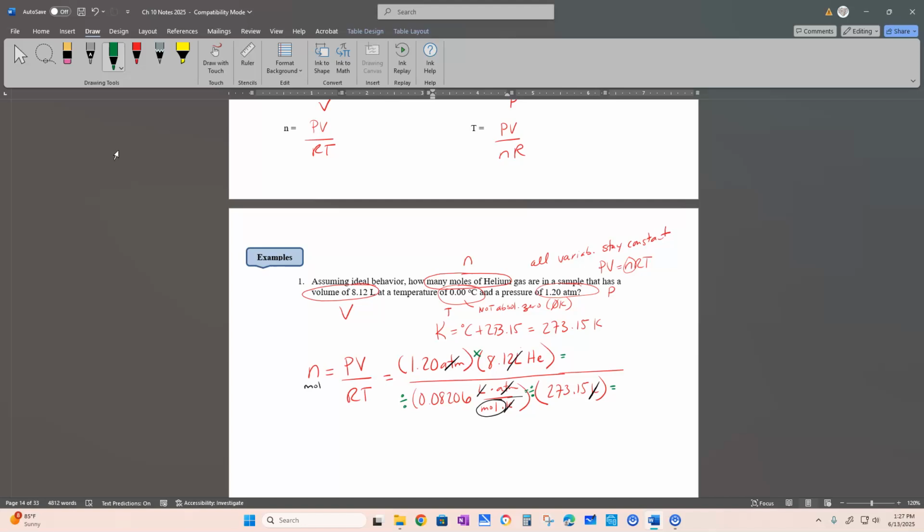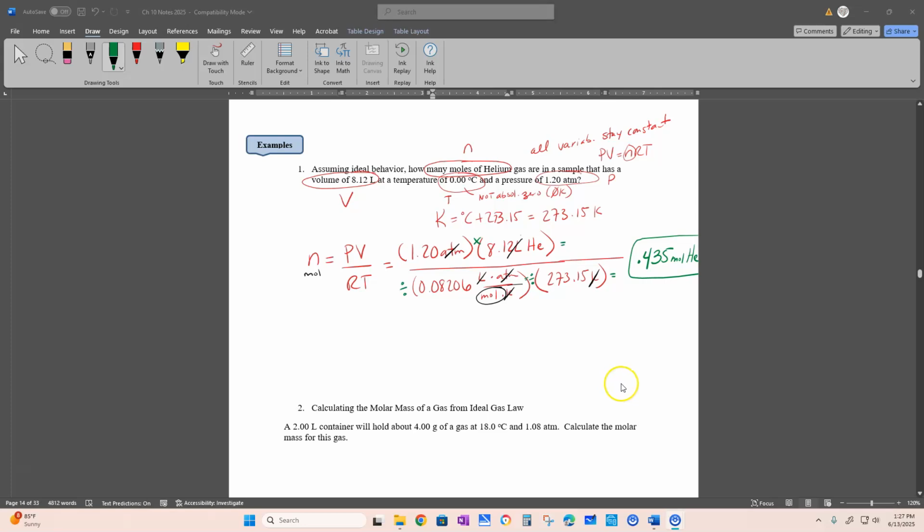So question is, looks like we need 3 sig figs. So in the end, we should get 0.435. And we're going to say moles of helium. Okay? So not only make sure you copy down the work, but make sure you actually plug it in to practice with your calculator. Okay?